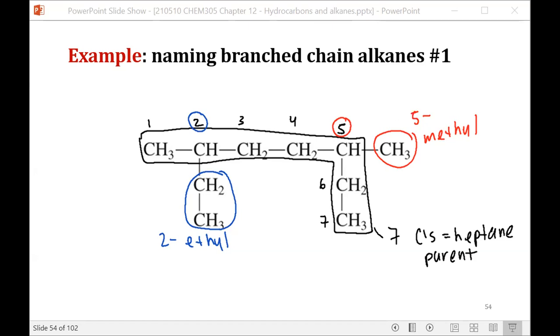So now that everything's labeled and numbered, I'm ready to start putting the name together. I need to alphabetize my substituent groups. So ethyl comes before methyl in the alphabet. So my ethyl group is going to come first in my name. So it's going to be 2 ethyl. And I'm going to put a dash. And the next part of my name, 5 methyl. And then my parent chain with no dash or no space. And my parent chain is heptane. 2 ethyl, 5 methyl heptane.